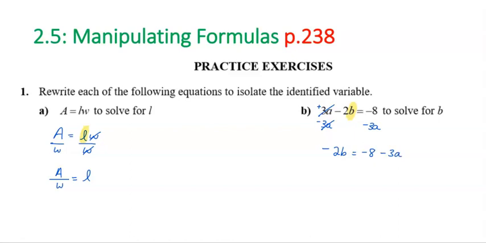We can't actually do any subtraction of numbers because we have unlike terms. So we can leave it like that on the right-hand side. And now our focus is to isolate that b. We are multiplying negative 2 times b, so to get rid of that, we're going to do division. We're going to divide by negative 2 on both sides. b is equal to negative 8 minus 3a over negative 2.